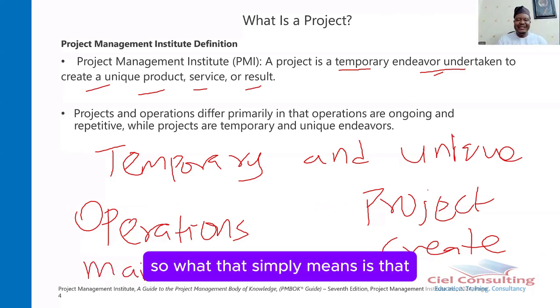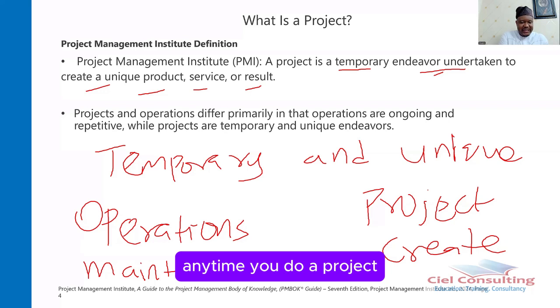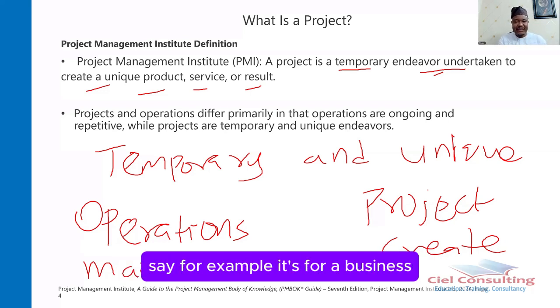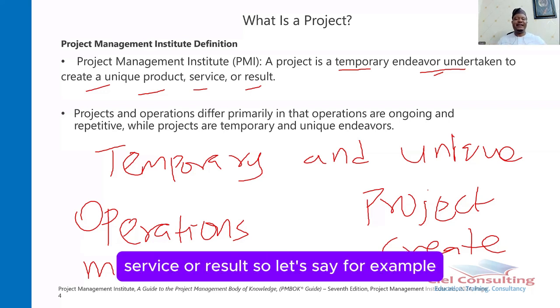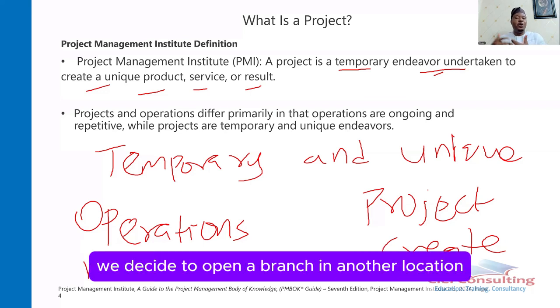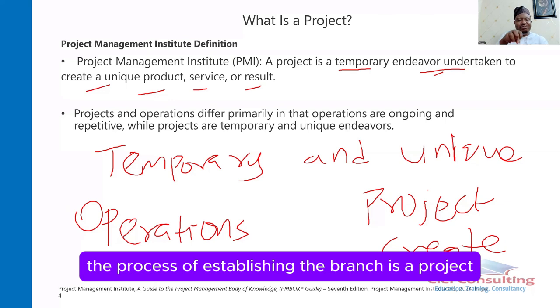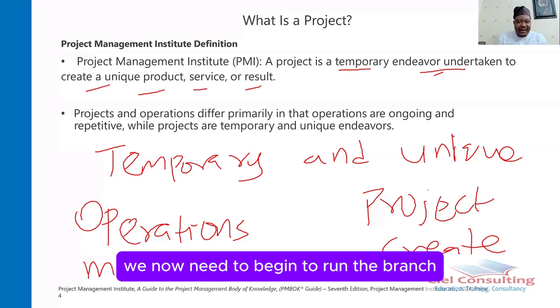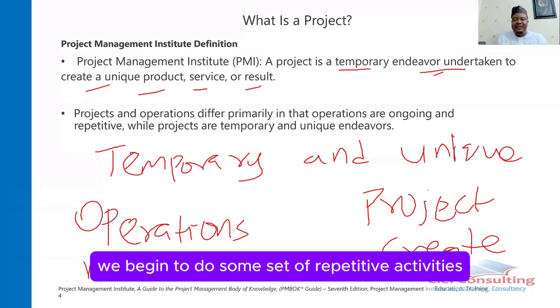What that simply means is that anytime you do a project, at the end of that project, say for a business, it will produce a unique product, service, or result. Let's say, for example, as an organization, we decide to open a branch in another location. The process of establishing the branch is a project. But after the branch has been established, we now need to begin to run the branch. We begin to do a set of repetitive activities.